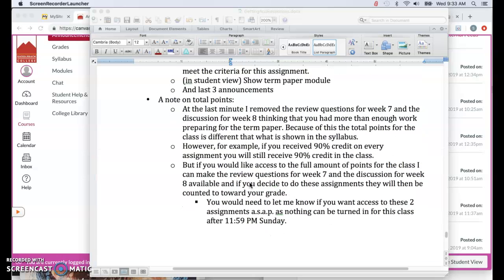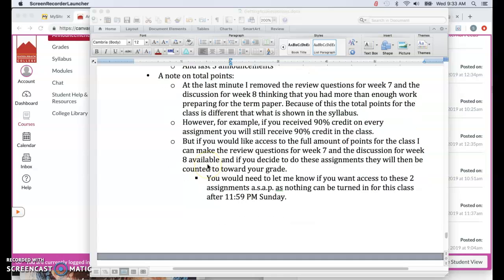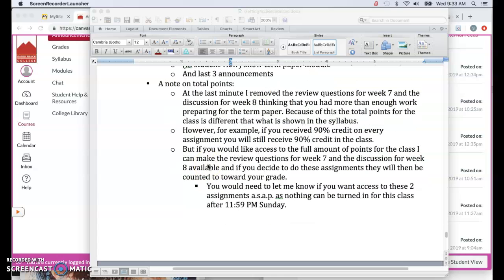How does that affect you? It doesn't really have a big effect. If you received, say, 90% of the points you could receive on everything in the class, and you received 90% of the points that you could receive on the final term paper, you will still get a 90% in the class. Now, if that concerns you, though, I will do something about it. But for those who are not concerned at all about this, you don't have to watch any more of this.